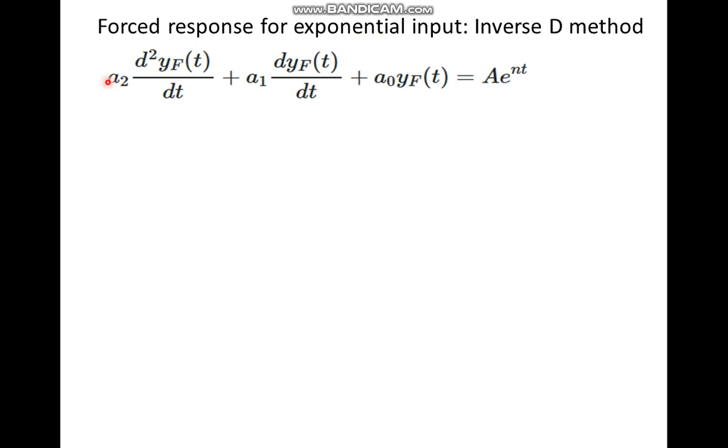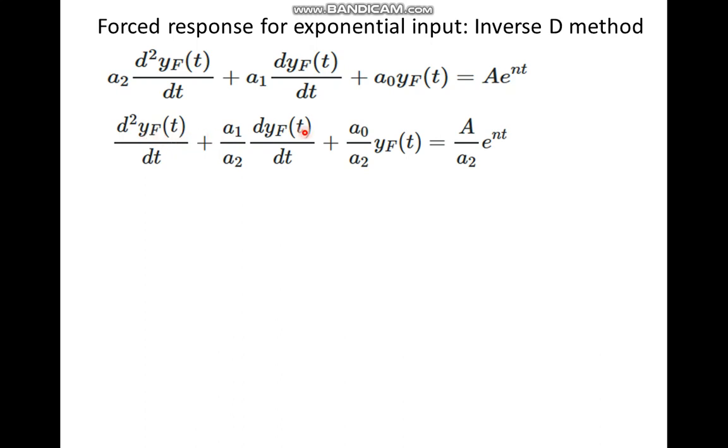Instead of a step input, that is a constant voltage source applied at time t equal to 0, it is possible that at time t equal to 0, an exponential source is connected to a circuit. In such a case, the differential equation may take this form, where we can see that the input on the right-hand side is an exponential one. Dividing both sides by a2 brings it to the standard form like this. Now we apply the inverse operator D method to find the forced response in case an exponential input is there on the right-hand side.